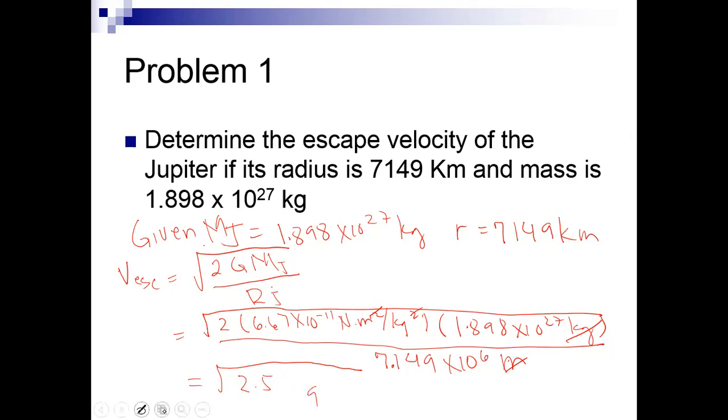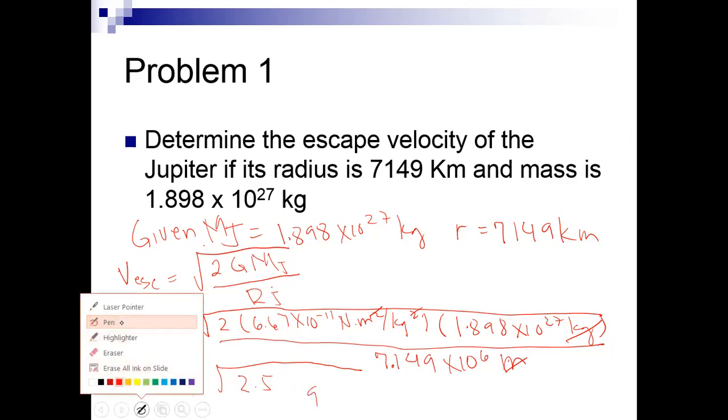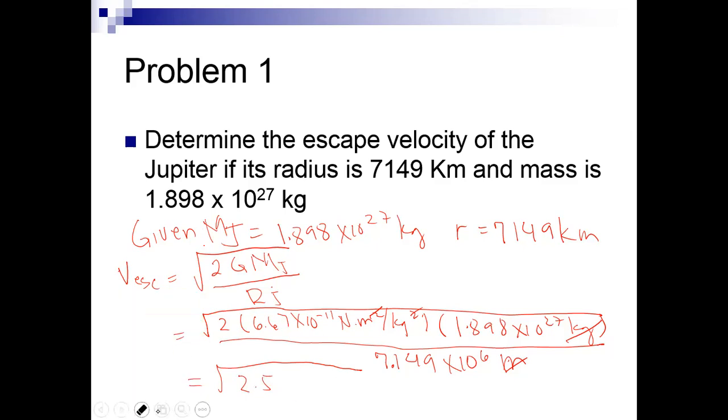Ay, what happened? Dami kong ginagamit na gadget. Wala tuloy yung sagot ko sa calcu. So that is now 6.67 exponent negative 11 times 1.898 exponent 27.